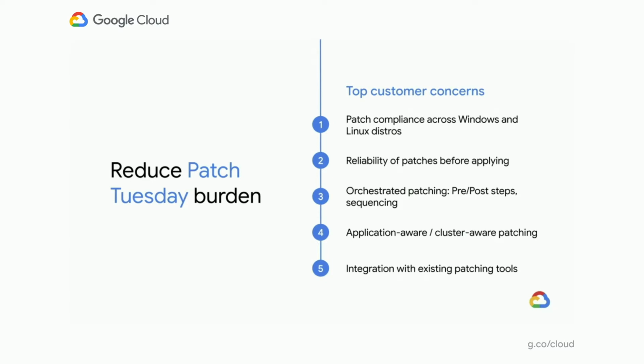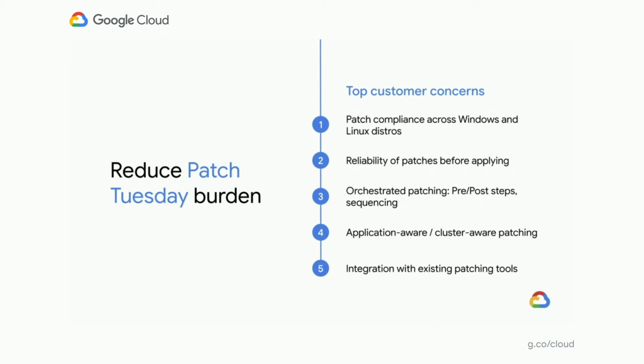Third thing is orchestrated patching. If you have, for example, a Windows environment and you need to ensure that the machines are going down for a reboot after patching in a specific sequence, then you need to turn off those services in a specific sequence. For that, it requires some pre-steps as well as post-steps once the patching is completed. So orchestrated patching is really important.